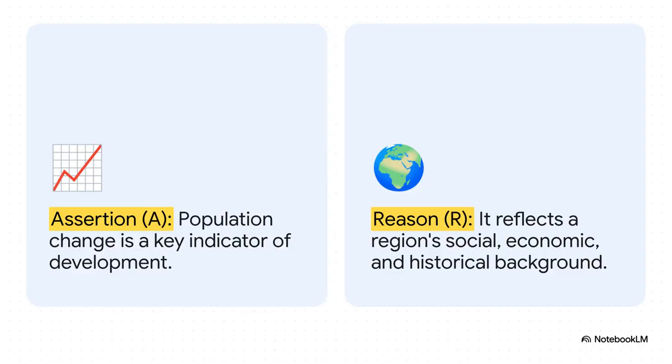And we'll end with this, a classic assertion reasoning question designed to make you really think. Is population change a key indicator of development? And is that because it reflects a region's entire social, economic, and historical story? Think back to that demographic transition model we talked about. How does it all connect? I'll leave you to figure that one out. Happy studying.